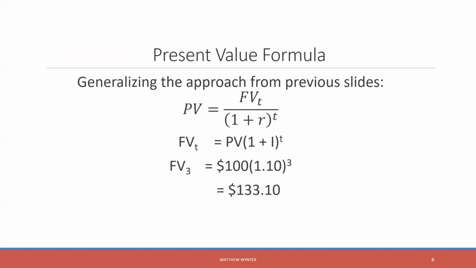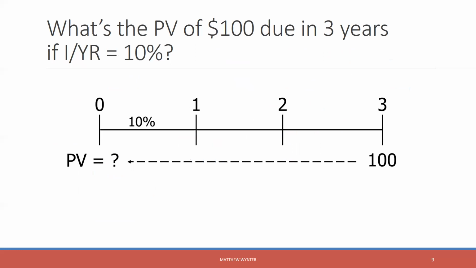If we generalize the approach from the previous slide, we can see there's a more general formula at play. We've got our future value for T equal to the present value multiplied by 1 plus I to the power of T. And it's that same concept over and over. Okay, so let's do an example. What's the present value of $100 due in 3 years if the yearly interest rate is 10%?